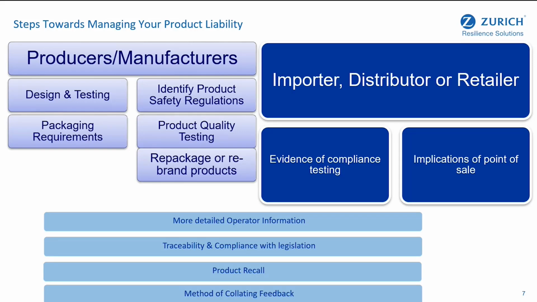Swinging again to the importer side, if you're an importer or distributor or retailer, you should look to obtain evidence of compliance testing and quality control from the manufacturer or the supplier, so the liability doesn't just sit with you. You need to go back to the manufacturer and ensure that you have all the appropriate details associated with the product that you're importing or distributing. Effectively, when you think about the point of sale as well, you need to ensure that you understand the implications of point of sale impact for the products that you're importing or distributing.